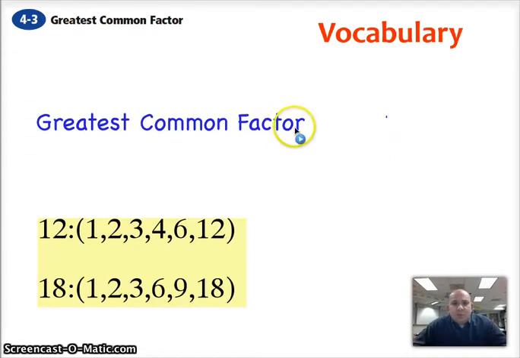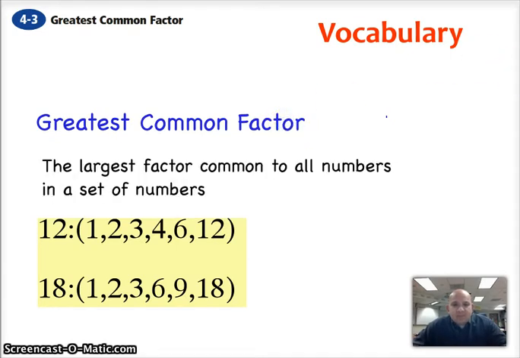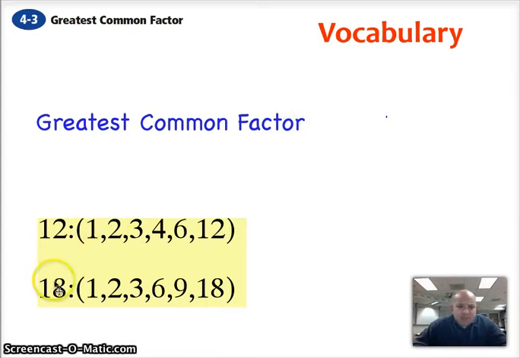The term I want you to write down, and its definition, is greatest common factor. The greatest common factor is the largest factor common to all numbers in a set of numbers. What do I mean by that? Well, let's take these two examples here.